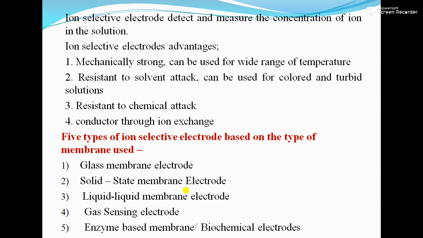So there are five types of ion selective electrode based on the type of membrane. So first is glass membrane electrode, which we have already discussed in the previous lecture. Then solid state membrane electrode, then liquid membrane electrode, gas sensing electrode, and last is enzyme based electrode, that is also called as biochemical electrode.